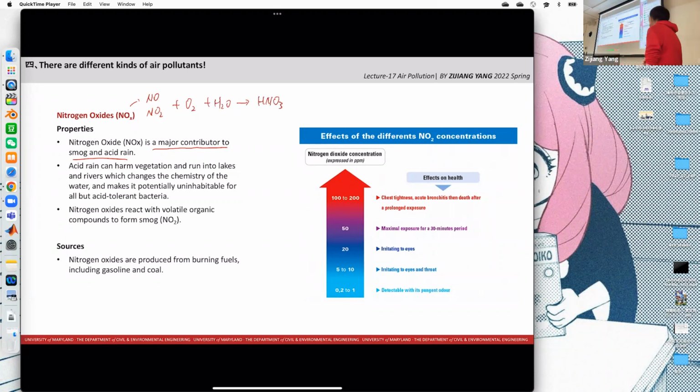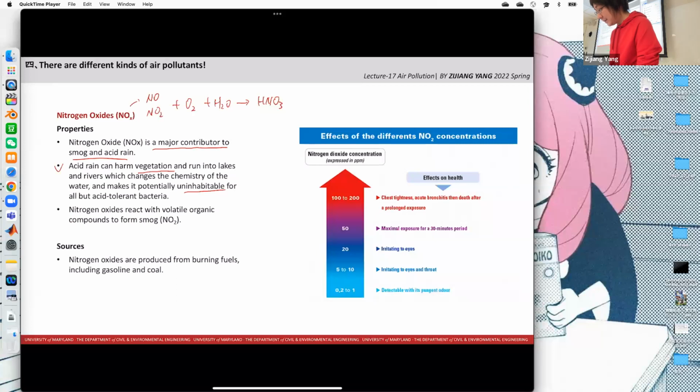And we know that nitric acid is a strong acid. So when it is dissolved in the rain, it will become very acidic. The acid rain can have adverse effects on vegetation and run into lakes and rivers, which changes the chemistry of the water and makes it potentially uninhabitable for all but acid-tolerant bacteria.